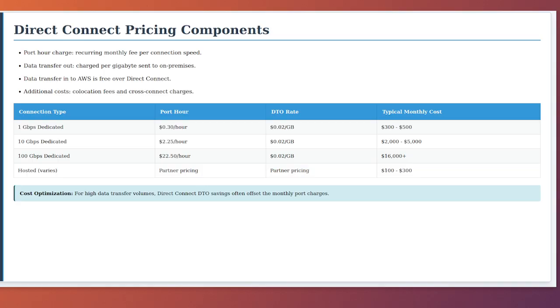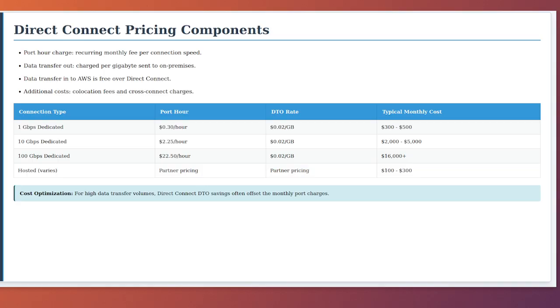An important pricing note is that data transfer into AWS is generally free, whether you use Direct Connect or the Internet. So you only pay for data leaving AWS. Data transfer between AWS services within the same region over Direct Connect is free, similar to how it works for VPC traffic. For hosted connections, the pricing works differently.